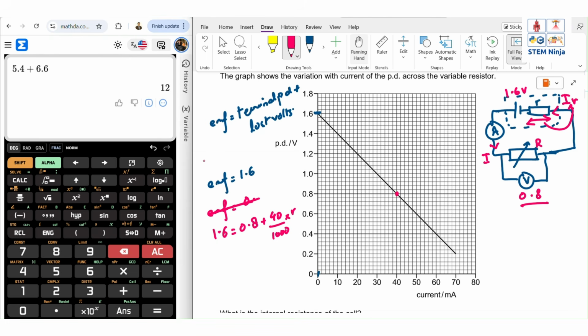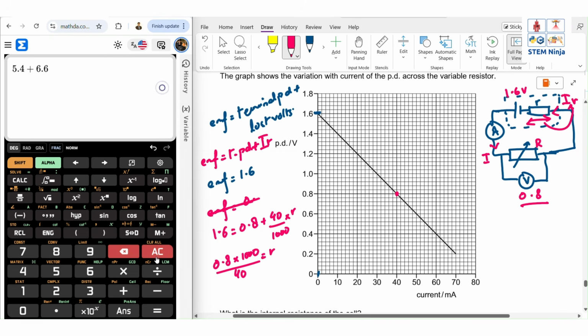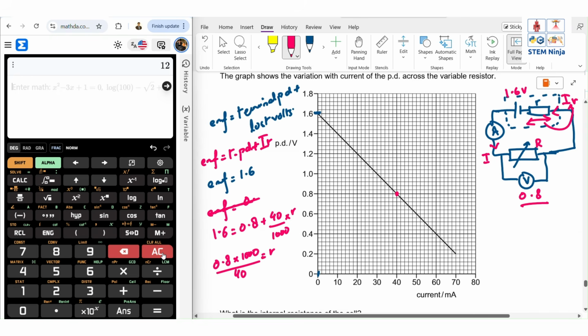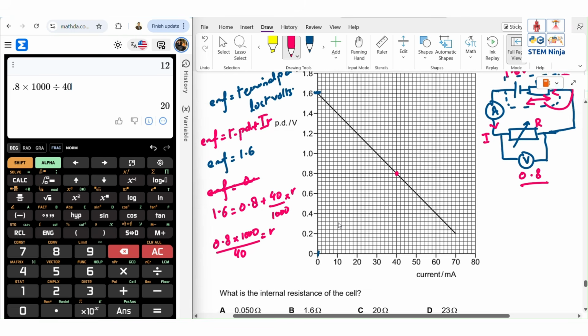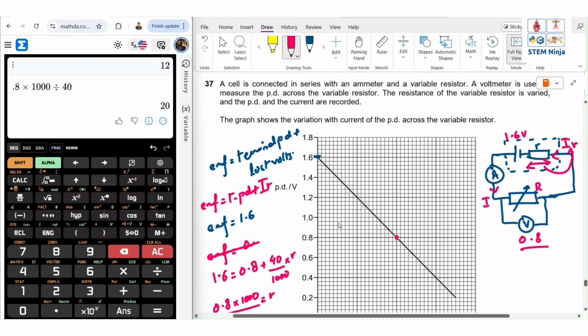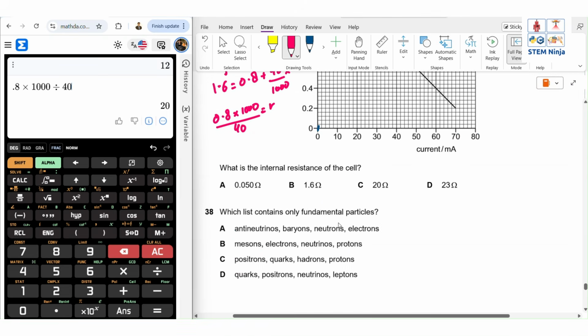Just to be very clear what I'm talking about, this is EMF equals terminal potential difference plus I small r. That's what this was. So 1.6 minus 0.8 is 0.8. So 0.8 times 1000 divided by 40 is r. So 0.8 times 1000 divided by 40, that is 20 ohms.